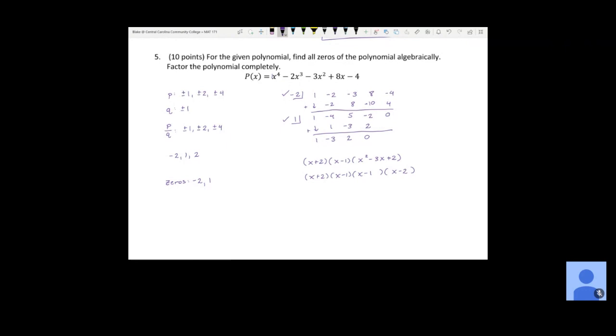And so then the only other thing you could do here, since we have that x minus 1 that repeats, you could rewrite that as squared, right? So I could say this is x plus 2 times x minus 1 squared times x minus 2. That would be my factored form now. And then the zeros that would come from those last 2 factors would be what? So from the x minus 1 and the x minus 2, what would those zeros be?